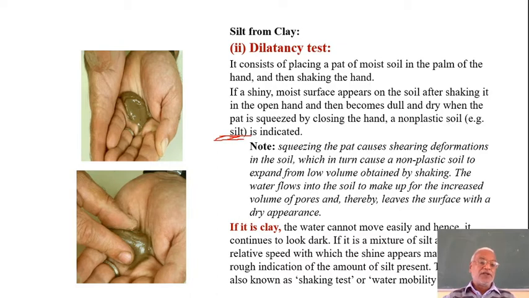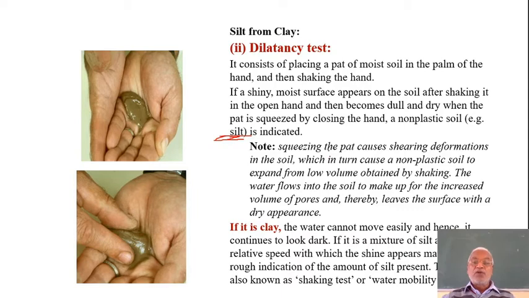If it is not able to retain that shine on the surface, then we can say that it is silt, because the volume increase will absorb the soil inside, whereas if it is clay, there is no way that the moisture is readily taken inside. It is not that easy. That's how we can say that it is clay, right?